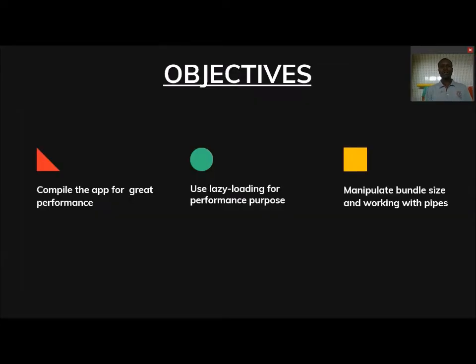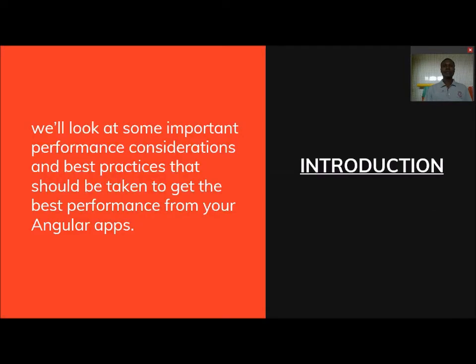We have some objectives to cover before the end of the class. Number one, we want to compile the app for great performance. Number two, we want to use lazy loading to improve performance. Then finally, we'll be looking at how to manipulate bundle size and to work with pipes, with the sole aim of improving the performance of our apps.